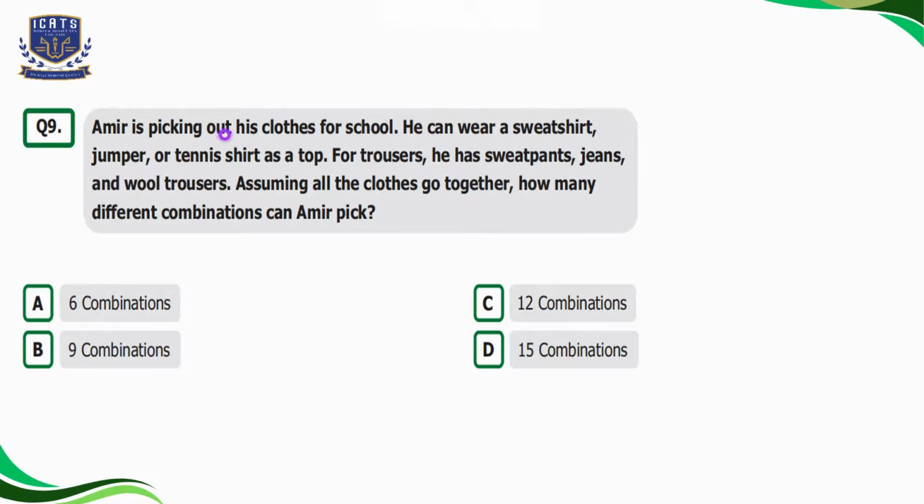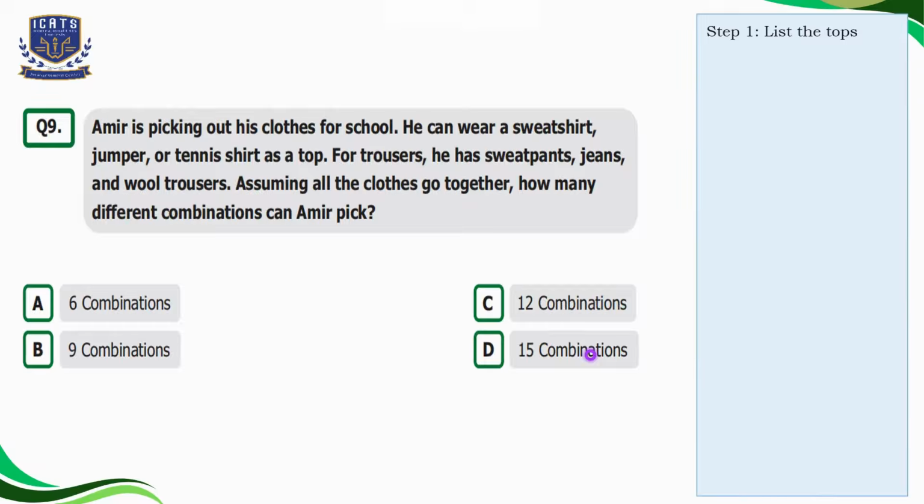Question number 9. Amir is picking out his clothes for school. He can wear a sweatshirt, jumper, or tennis shirt as a top. For trousers, he has sweatpants, jeans, and wool trousers. Assuming all the clothes go together, how many different combinations can Amir pick? Option A is 6 combinations, option B is 9 combinations, option C is 12 combinations, and option D is 15 combinations.